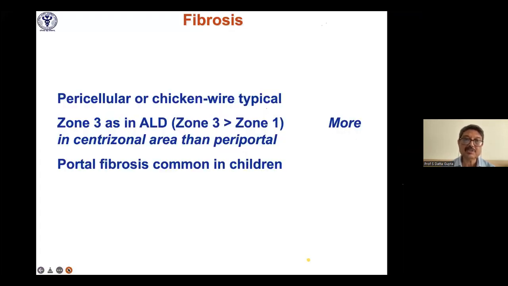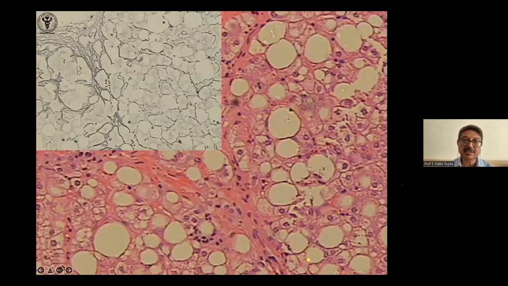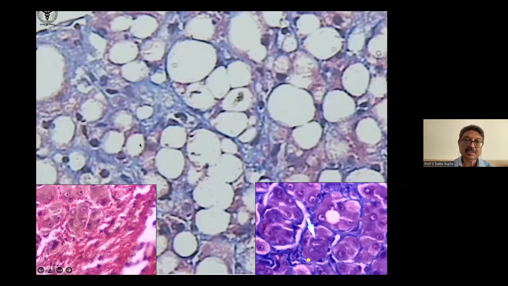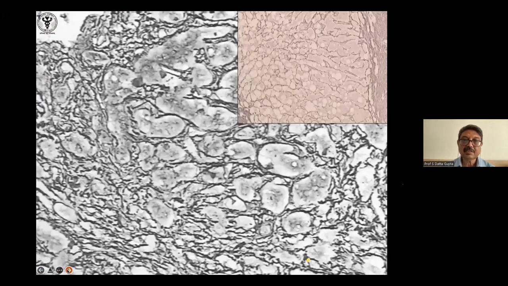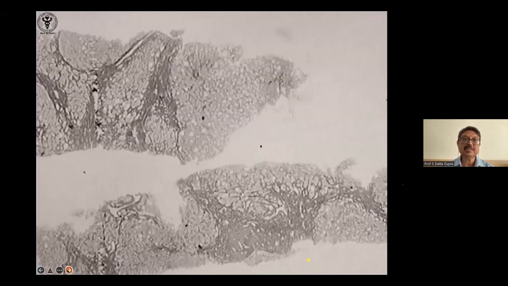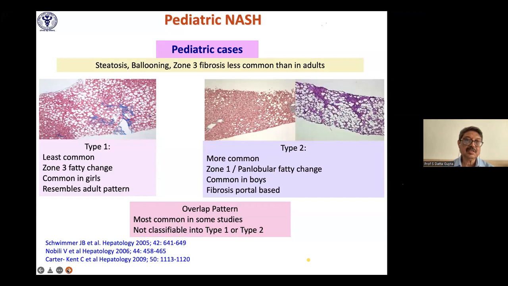And the fibrosis is pericellular or chicken wire around individual cells. This pericellular fibrosis around individual cells is what you get in NASH. This is another example. And then, of course, you can get cirrhosis. So in pediatric cases, it can resemble the adult, or it can have a separate connotation, right?